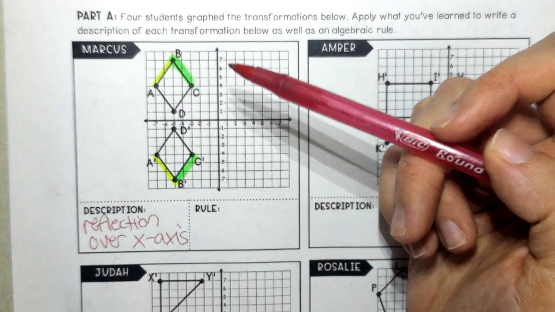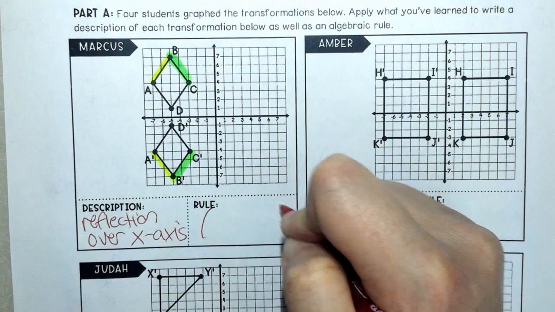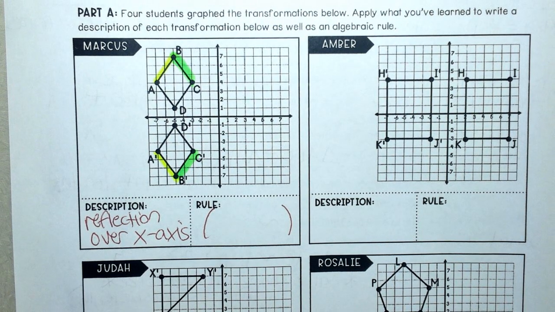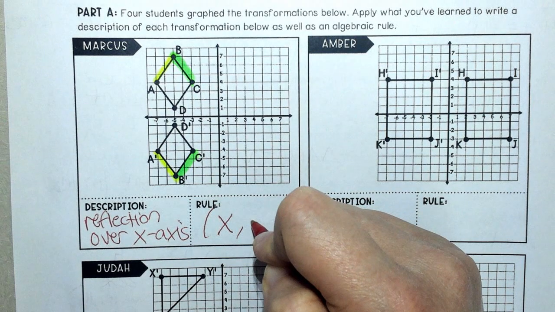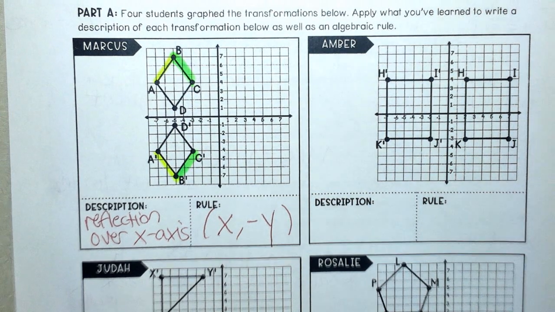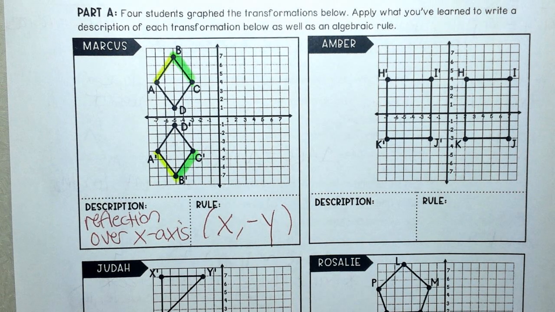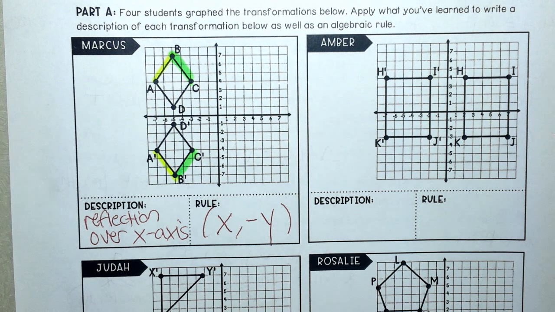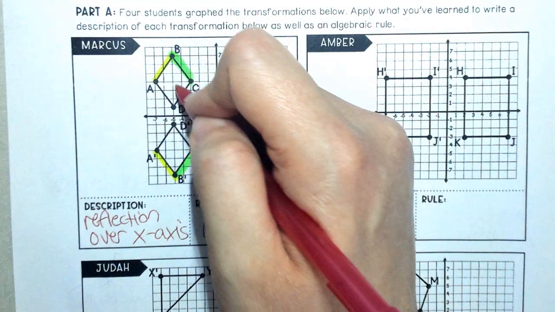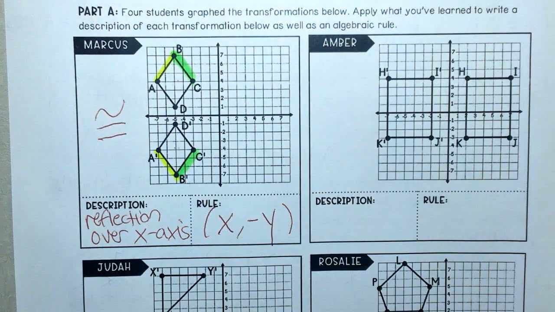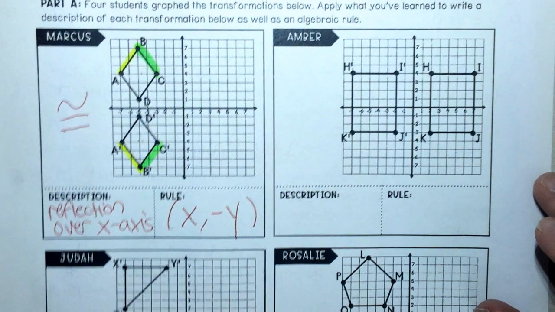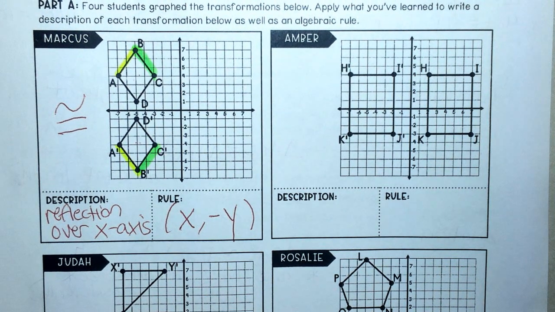Okay, good. The rule, remember, if we reflect over the x-axis, which one stays the same? X, what happens to the y? Opposite, very good. When it's a reflection, are these congruent or are they similar? Congruent. It was the exact same shape, exact same size. So I'm just going to write that off to the side here. It didn't ask, but that way we are kind of paying attention to this.